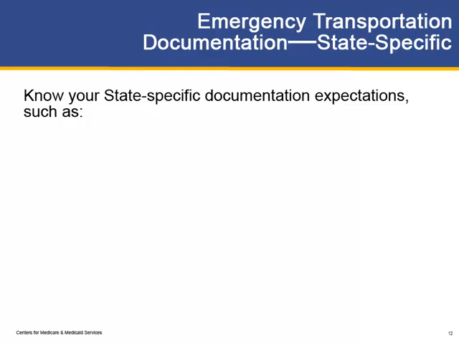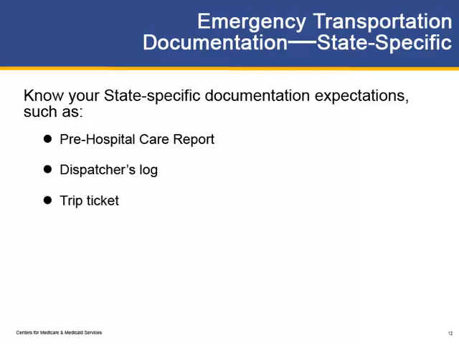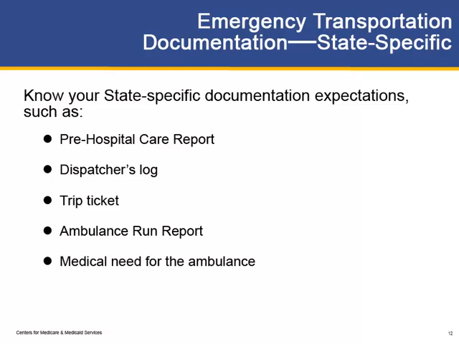For example, New York requires emergency transportation medical professionals to complete and keep a document known as the pre-hospital care report. Illinois requires ambulance medical professionals to keep a dispatcher's log and trip ticket, and South Carolina requires the medical professional to keep a state-approved ambulance run report. The final item on the list is the requirement to document the medical need for the ambulance.